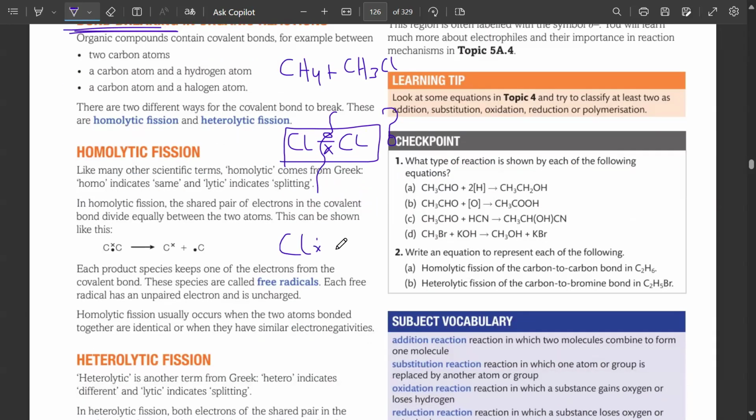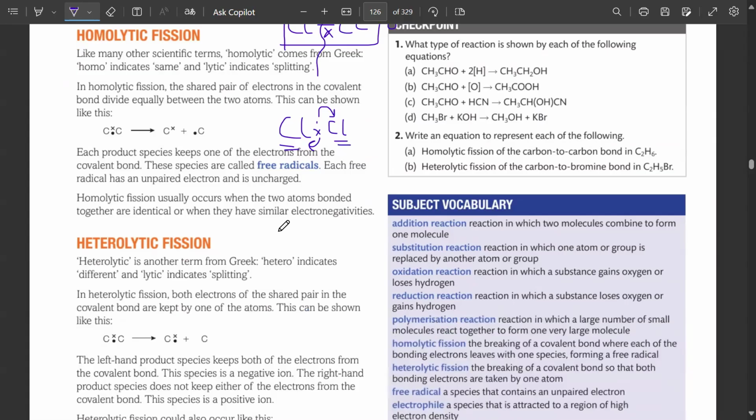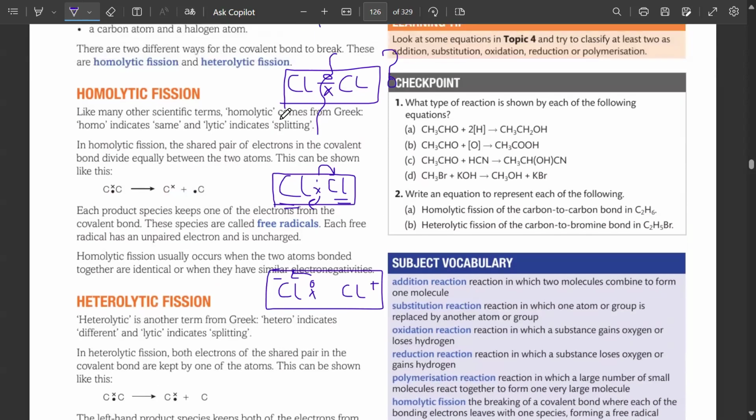The first way is that they break homolytically. This one takes one and this one takes one back, and they both remain atoms. The other one is known as heterolytic. One of them takes both of these electrons and the other one gets nothing. Got it? So this is known as homolytic fission and this is known as heterolytic fission.